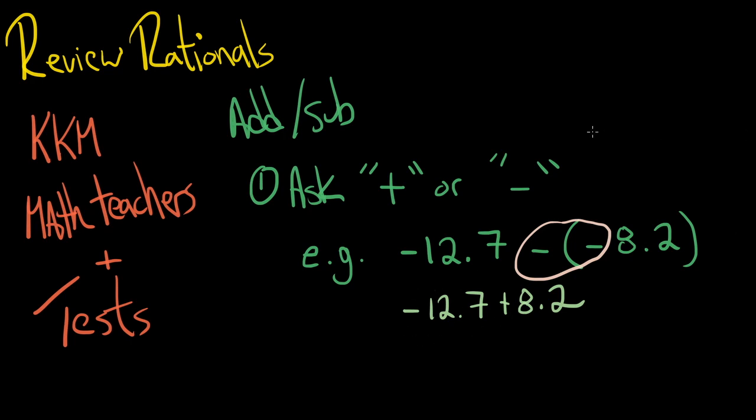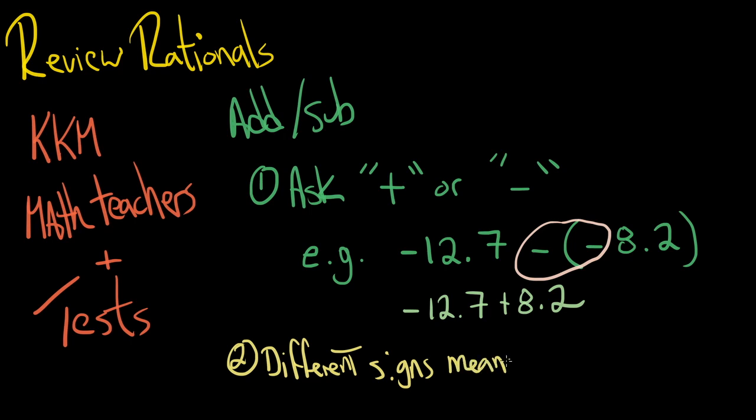Also, number two: if you have different signs, what do you always do? Different signs means that you are going to subtract. And that is one of the things. So you look at this, you have a negative number and a positive number. So we're going to be subtracting. You should be thinking, oh okay, I'm going to be subtracting. Subtract, subtract, subtract. So let's go and do that.